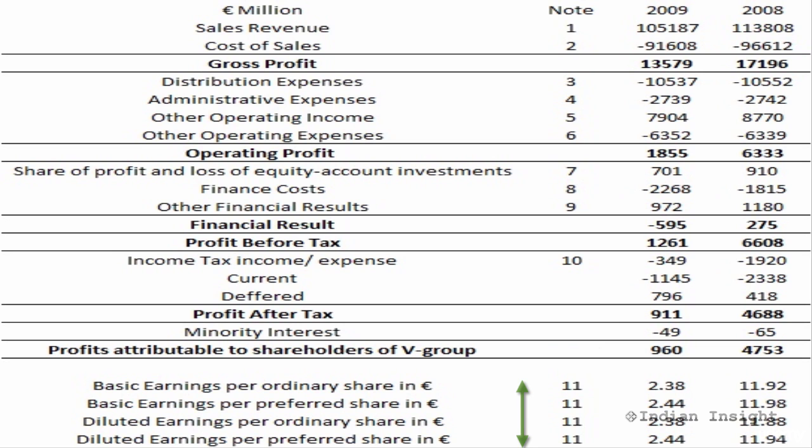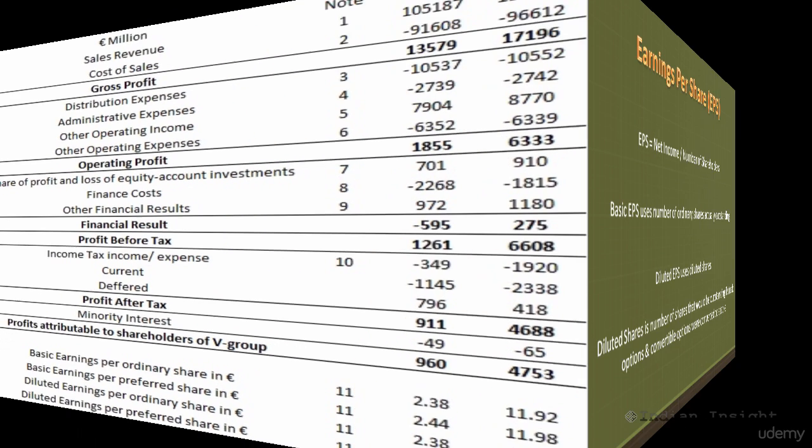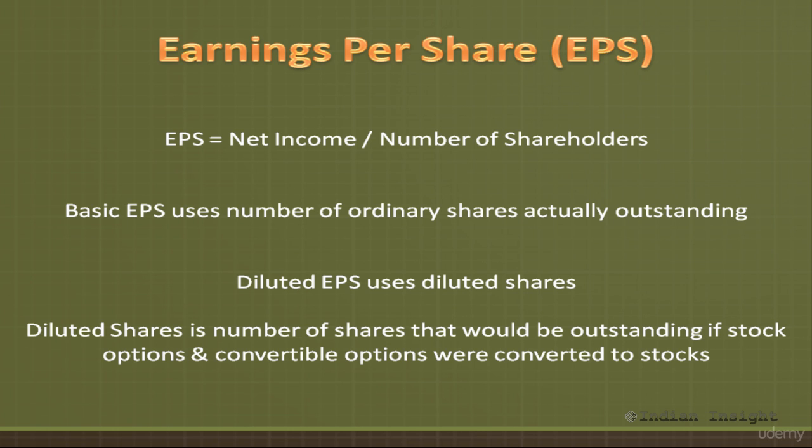Companies also present what is known as both basic and diluted earnings per share in their income statement. Earnings per share represents the net income attributable to all shareholders divided by the number of shares. Basic earnings per share is calculated by using the number of ordinary shares actually outstanding during the period and profit or loss attributable to ordinary shareholders. So when you divide the profit or loss attributable to ordinary shareholders by the number of ordinary shares actually outstanding during the period, you get your basic earnings per share.